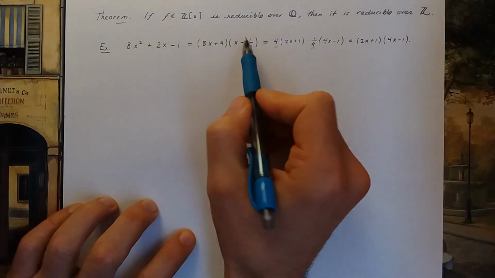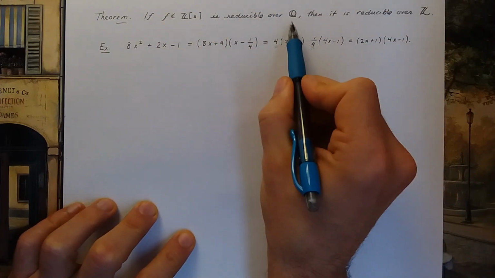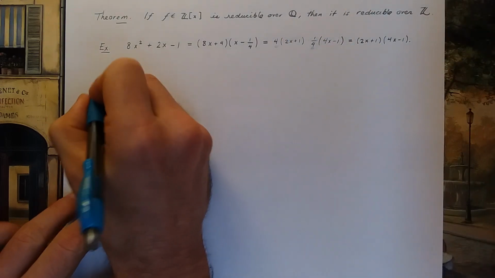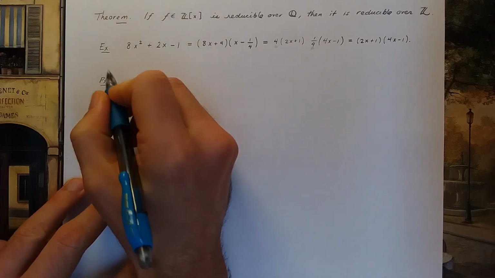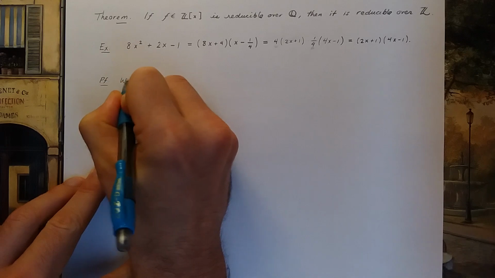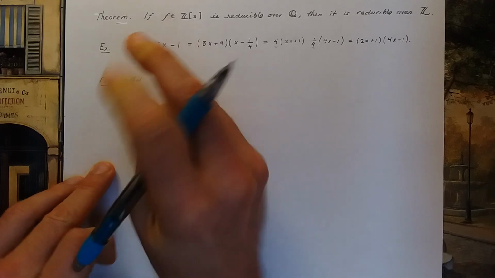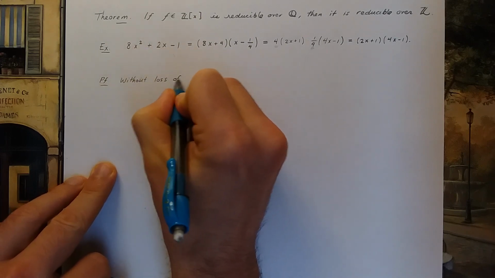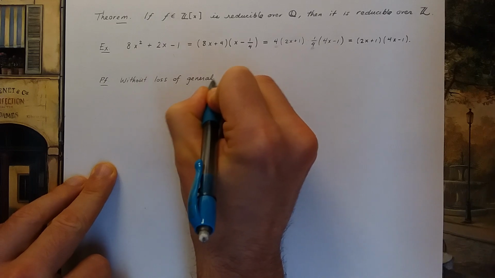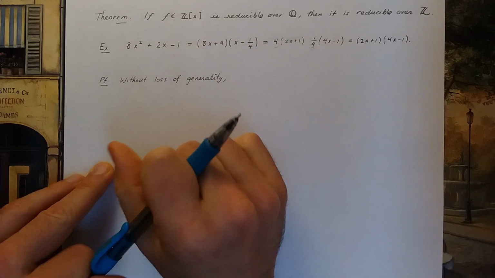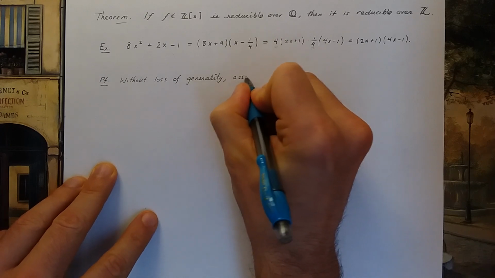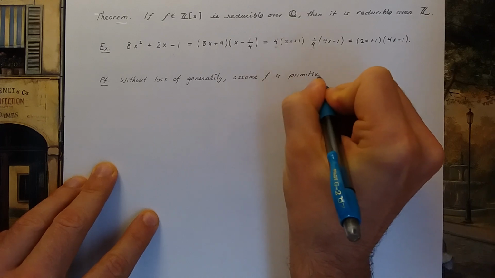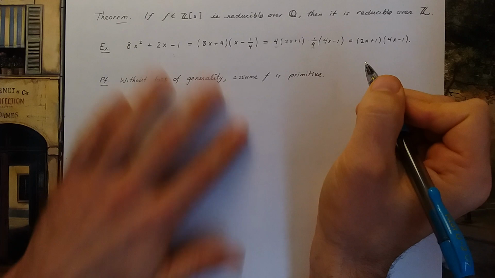So the theorem says this can always work out that way. If you could factor over Q, then it turns out you could really factor over Z. So I'm going to prove this. I'm going to start by saying, without loss of generality, I'm going to assume f is primitive. How can I assume that?